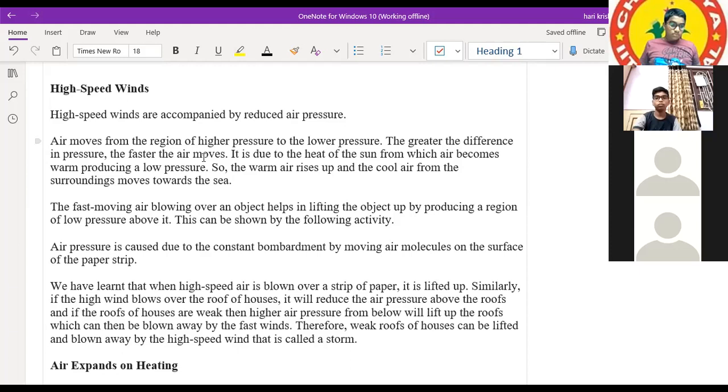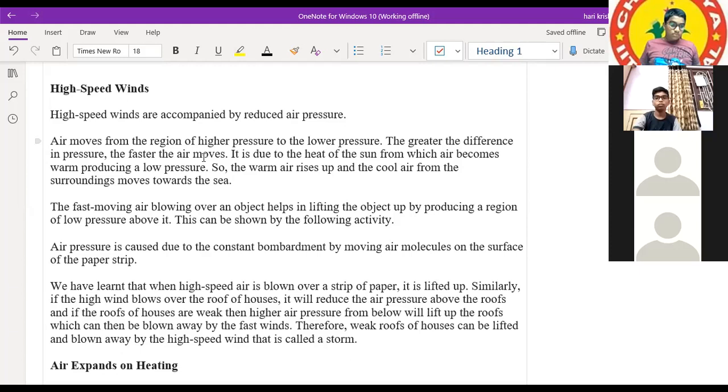Okay, I'll explain this point again. The fast moving air blowing on an object helps in lifting the object up by producing a region of low pressure above it. So what is this? We have done the same activity, right? They're taking a piece of paper. Yes, sir. It moves from the area of high pressure to low pressure. So whenever we blow air, it rises up. When we blow air, the pressure will become low, right? Yes, when you are blowing the air, it will create high speed winds. Due to that, the pressure will be low.